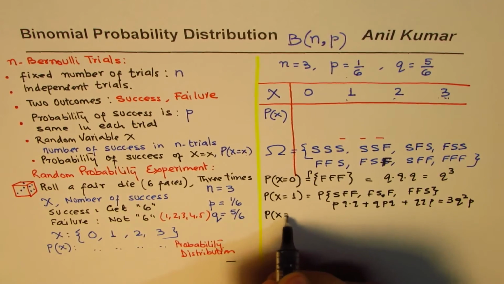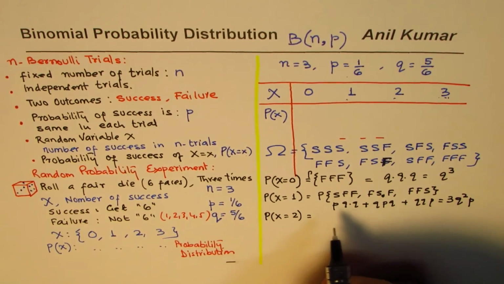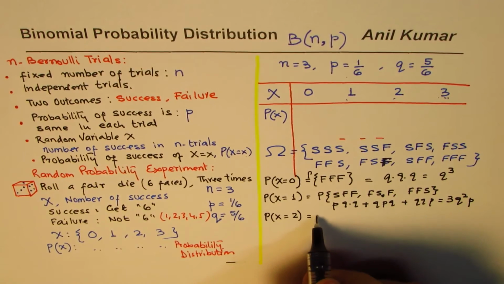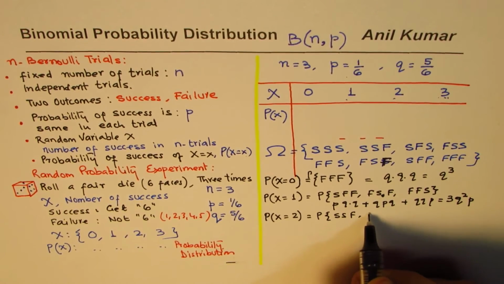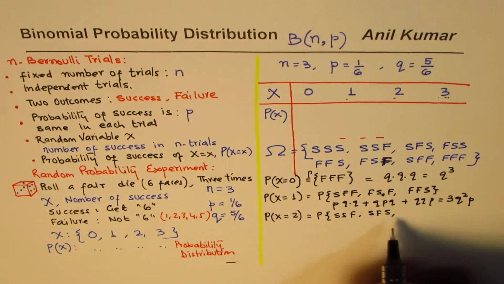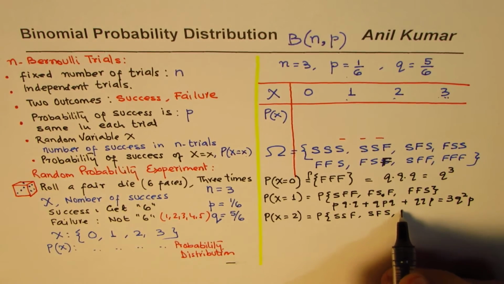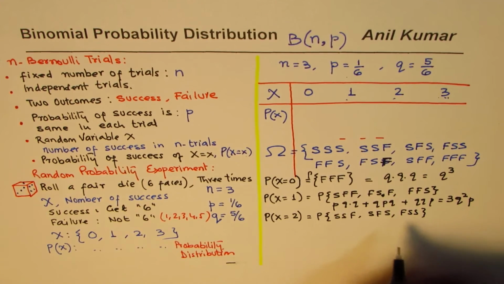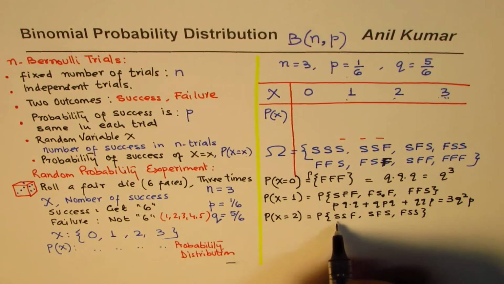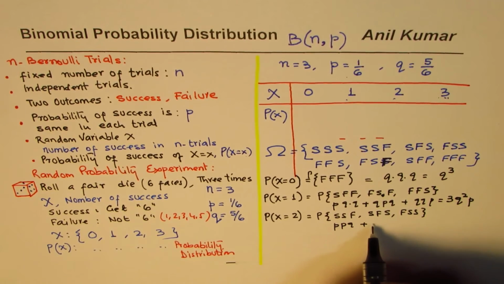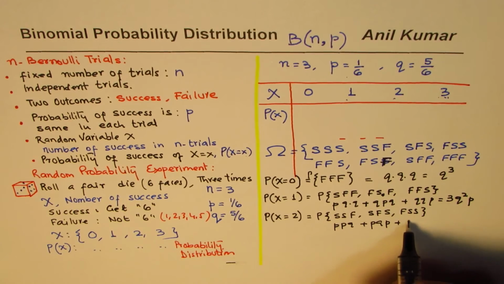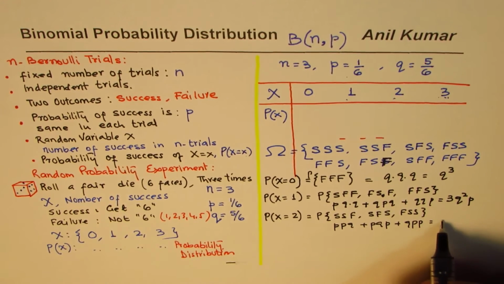Probability for random variable equals to 2. That means 2 successes, right? So we could get 2 successes and a failure. We could get success, failure, success, or we could get failure, success, success, right? So that is to say, success is p for us. So p, p, and q plus p, q, p plus q, p, p, or 3 times q, p square.